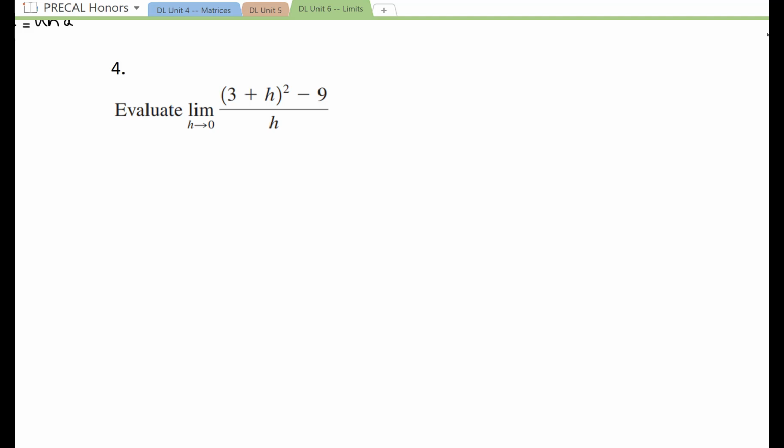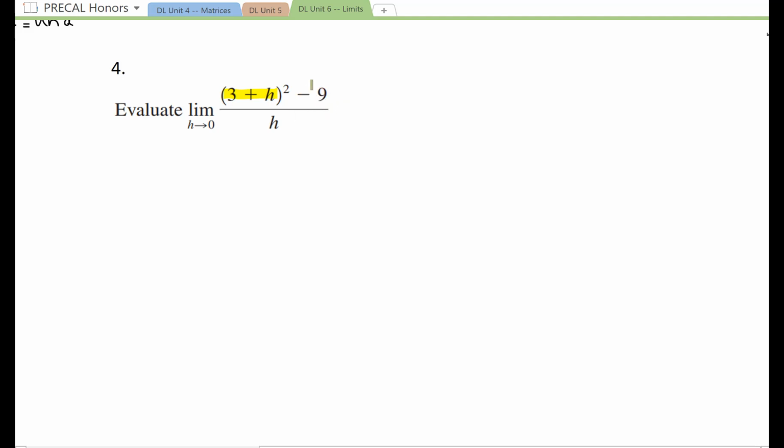Evaluate the limit of this function as h approaches 0. Again, direct substitution will not work immediately because there's an h on the bottom, and that means dividing by 0, which is undefined. But I do notice that I have a binomial being squared and that 3 is in it. So 3 will eventually be squared, which is 9, and that's a positive 9, and this will be a negative 9.